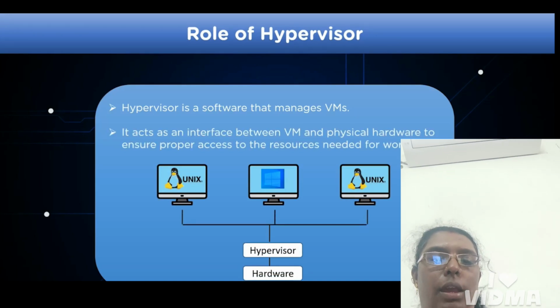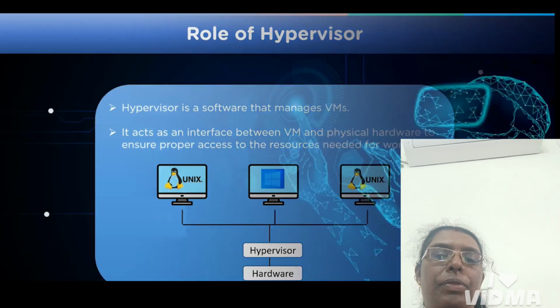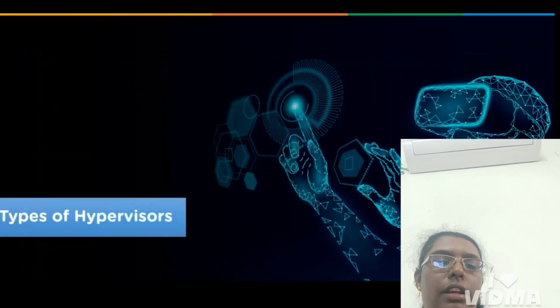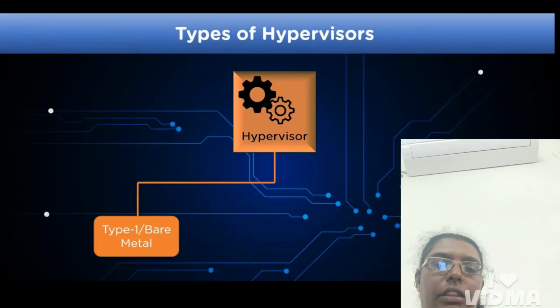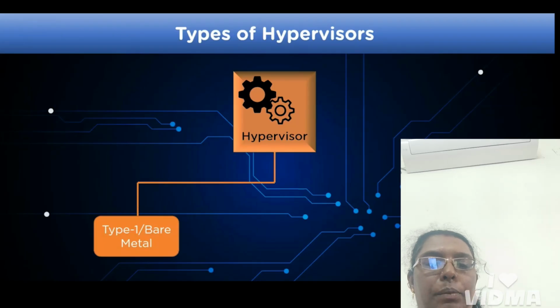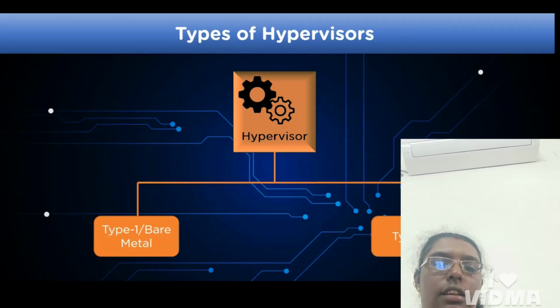There are different types of hypervisors too. The first type is known as the type 1 hypervisor or the bare metal hypervisor. This type of hypervisor directly interacts with the hardware system and uses its resources. The other type is known as the type 2 hypervisor, which runs as an application on the host operating system, and the hypervisor also coordinates with the virtual machines for resource management.